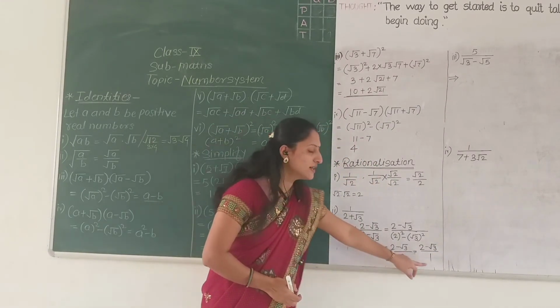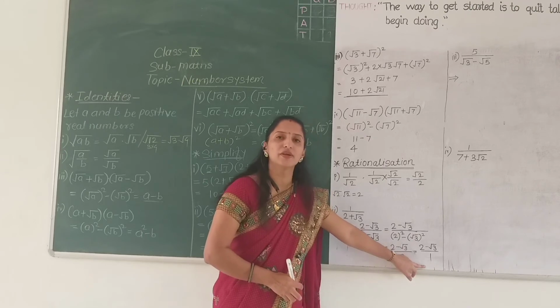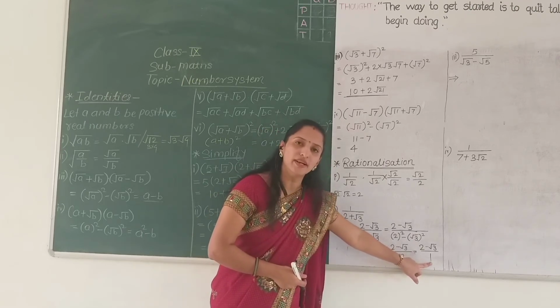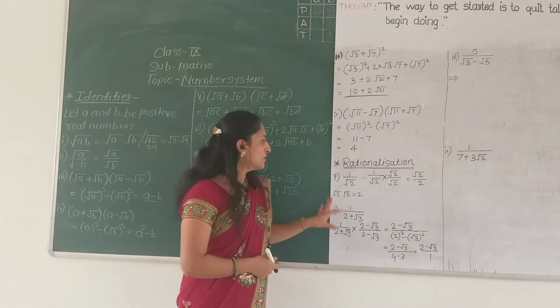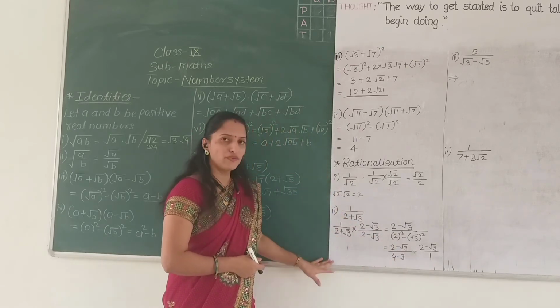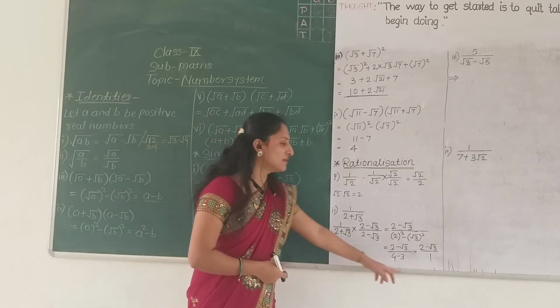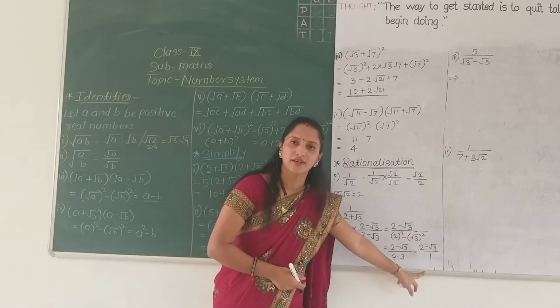Okay. Now 1 is the rational number. That means here we get a rational number in the denominator. So rationalization means we convert the irrational number to the rational number in the denominator.